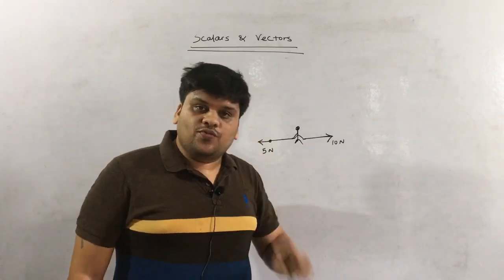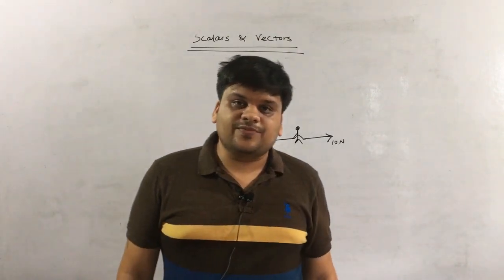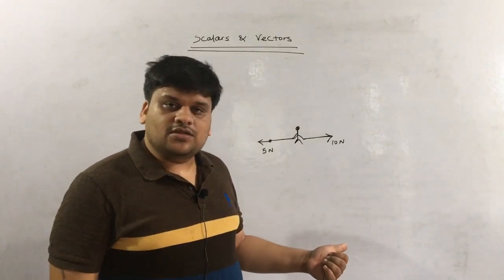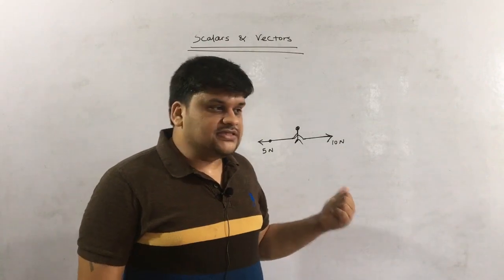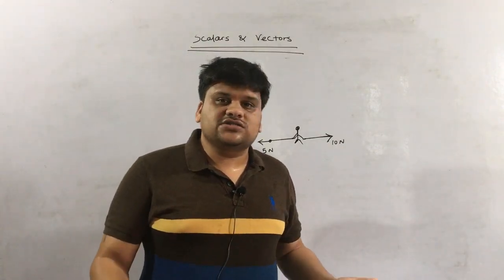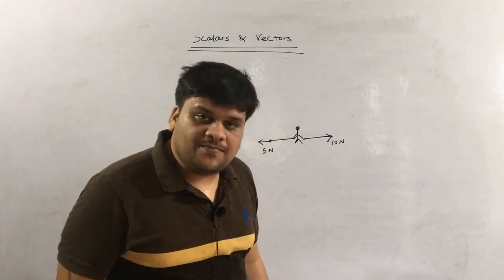There are two forces. So what should the net force be? 10 plus 5, 15 Newton. But in this case it is not 10 plus 5. The answer will be 10 minus 5, and you must have done these things. It means that while calculating the net force, you are not simply adding the individual ones; here you have subtracted the individual ones.